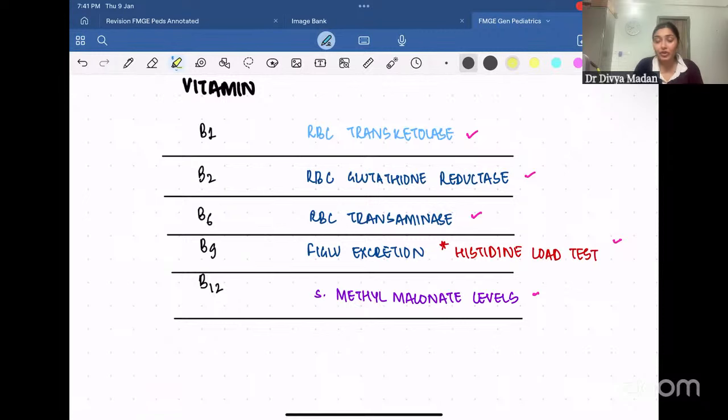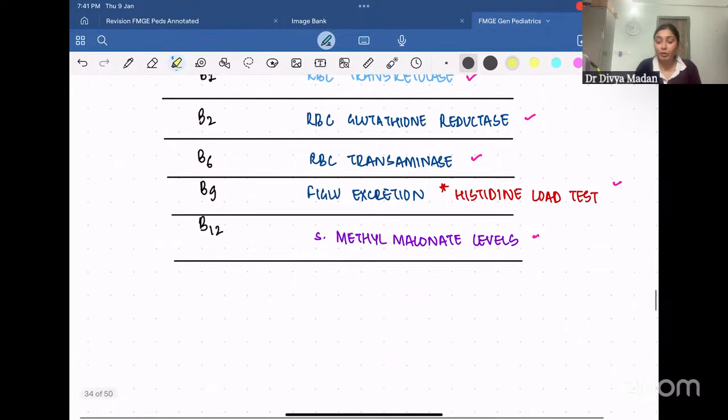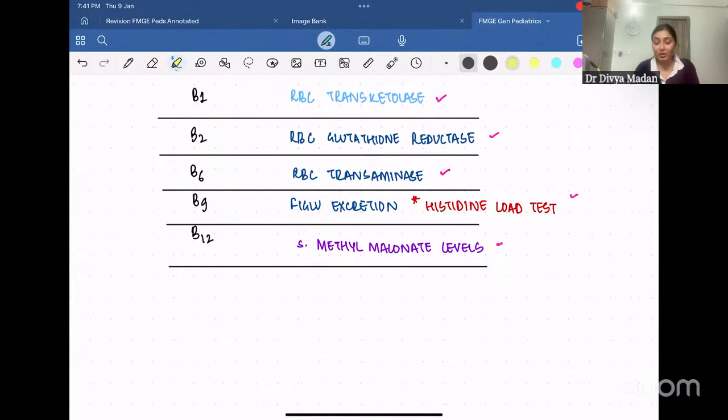For B1, we check for the RBC transketolase enzyme. For B2, we check for glutathione reductase. B6, RBC transaminases. For B9, that is folic acid, we do FIGLU excretion or histidine load test. And finally, for B12, we check for serum methylmalonate levels. This is an overlapping topic between pediatrics and biochemistry and will be dealt in biochemistry in more detail.